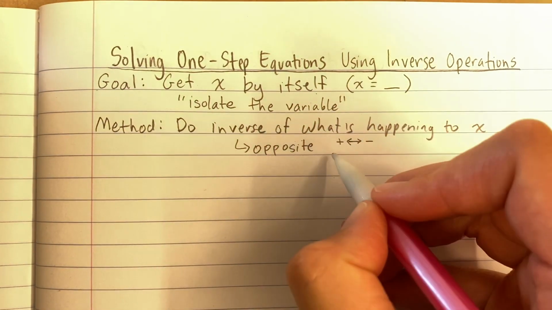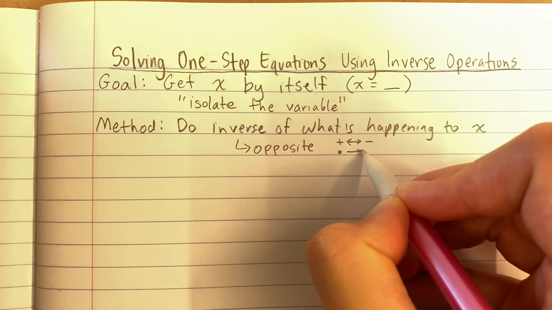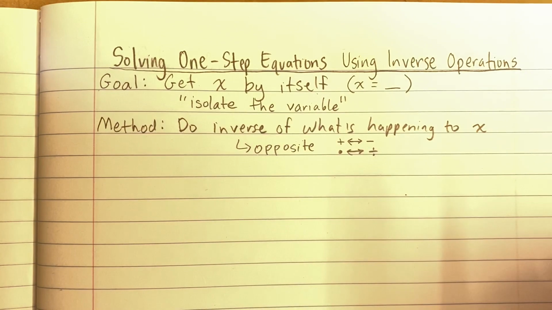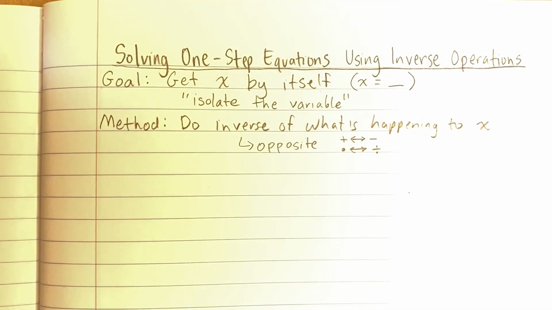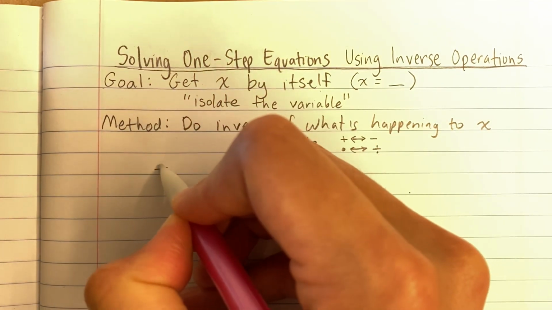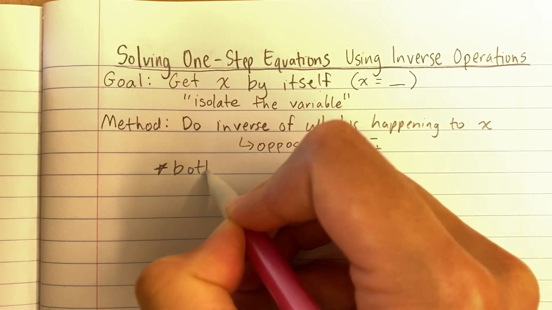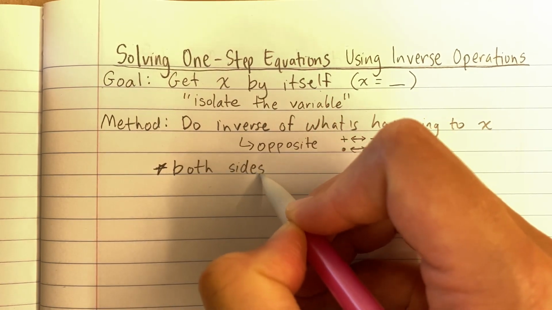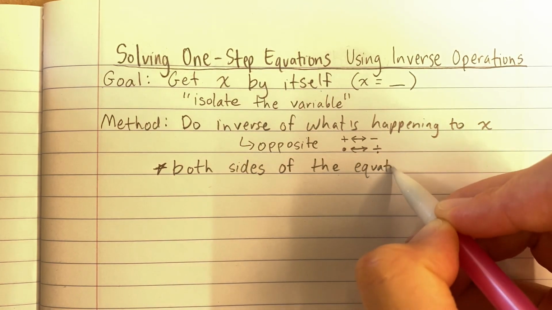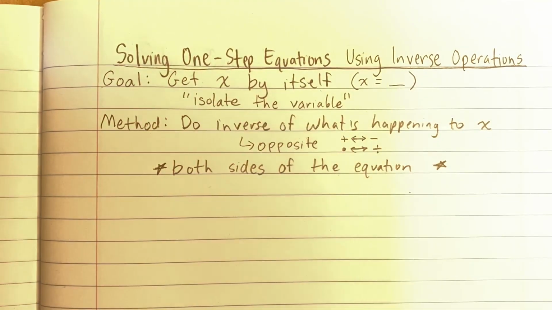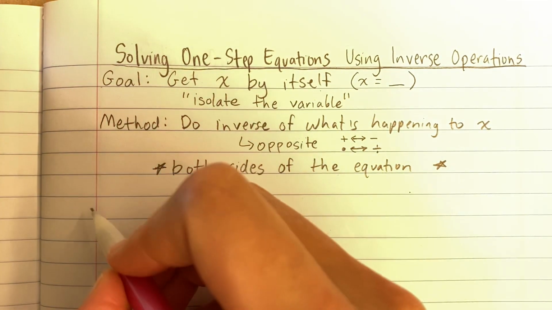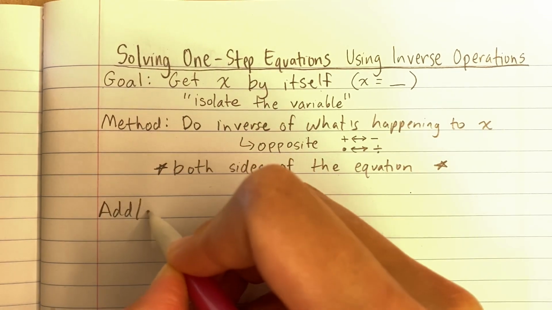Okay? Same with multiplying. If I see x being multiplied, I'm going to divide. If I see x being divided, I'm going to multiply. Multiplication and division are inverse operations. And here's the thing. You have to do everything to both sides of the equation. You can't ever just do anything to just one side. That is not allowed. Whatever you do, you have to do to both sides of the equation. So let's take a look at a few examples with adding and subtracting first.